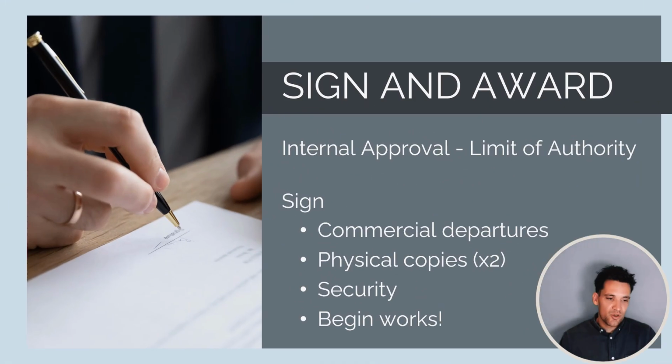Once all of these things are resolved, we've chosen the best value for money subcontractor, and we've negotiated the terms and conditions of the contract, we can sign and award the contract. This is going to require some internal approvals from our company, which might be done through a limit of authority. If it's a big package of works, it might have to be signed off by a general manager. If it's a smaller package of works, it might just be signed off by a project manager. We've resolved the commercial departures, we sign physical copies. The subcontractor provides us bank guarantees if they're providing them, and then we can begin the work.